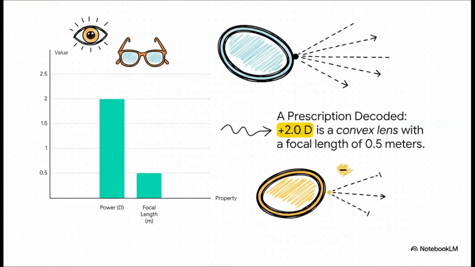So let's decode a real prescription. Let's say it's plus 2.0 D. What does that mean? Well, the plus sign tells us it's a convex lens, the kind used for farsightedness. The number 2.0 is the power. We can even work backwards to find the focal length. It's just 1 divided by 2, which is 0.5 meters. And if the prescription was negative, well, that would just mean it's a concave lens for nearsightedness. It really is that straightforward.